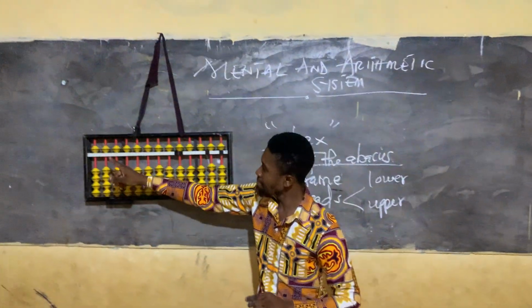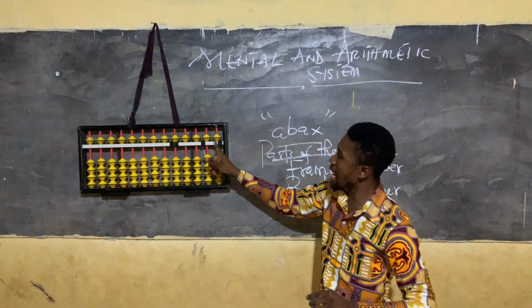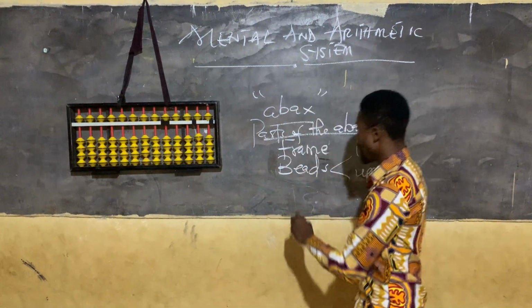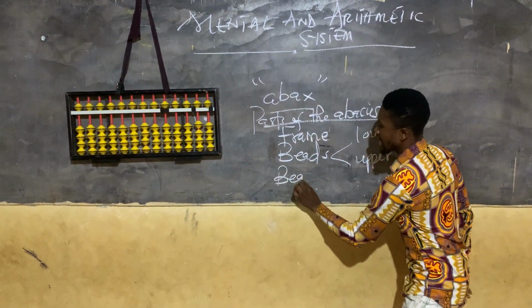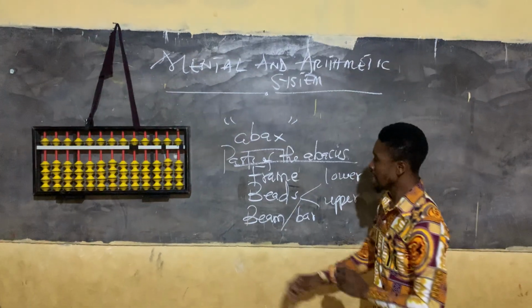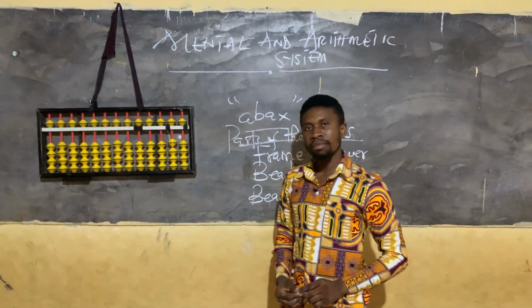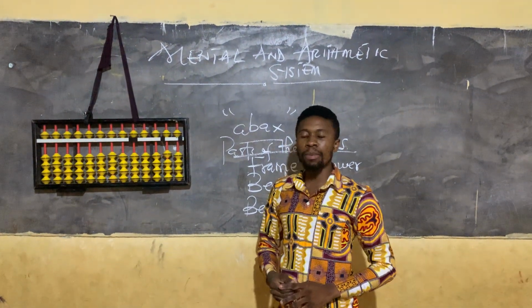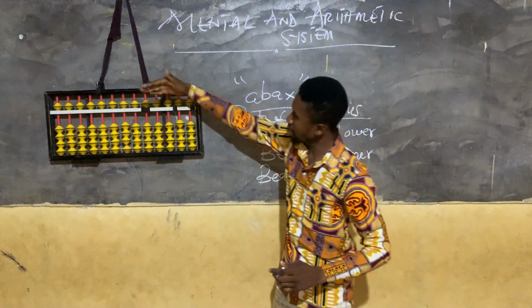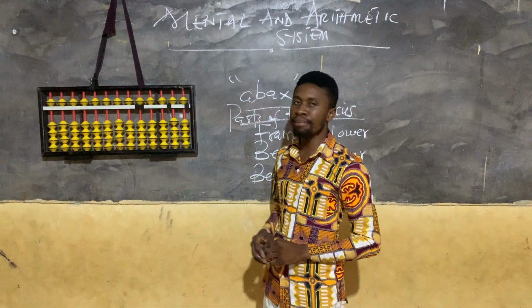You could see this straight edge. This whitish straight edge. Now, the straight edge that you see here is called beam. That is the beam. Most of the time we call it bar. So we say the beam or the bar. Now, what is the function of the beam or the bar? It's obvious that this beam or the bar separates the upper beads and the lower beads. So that's the function of the beam or the bar.